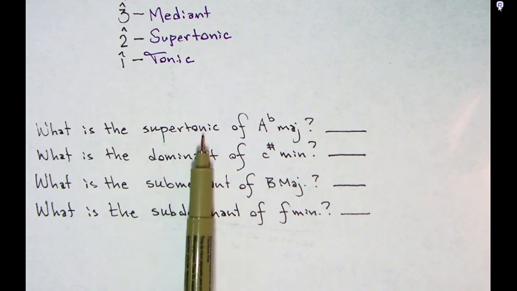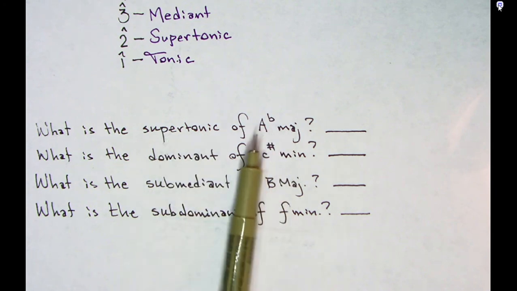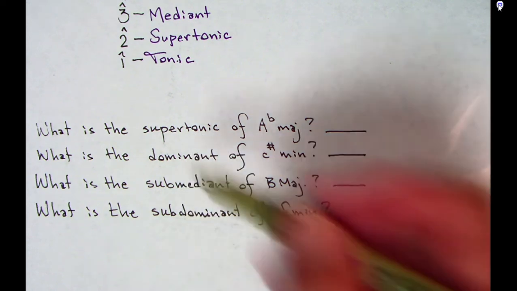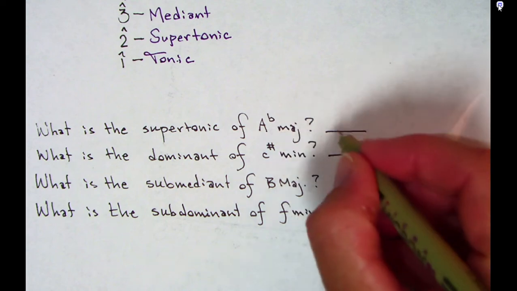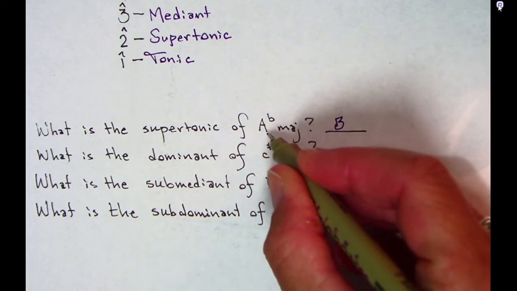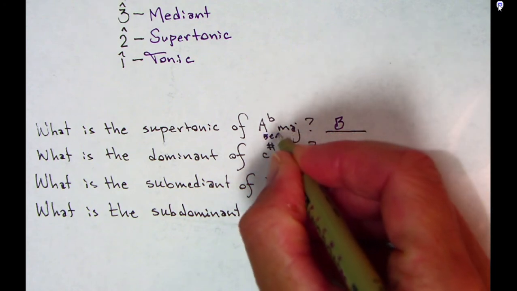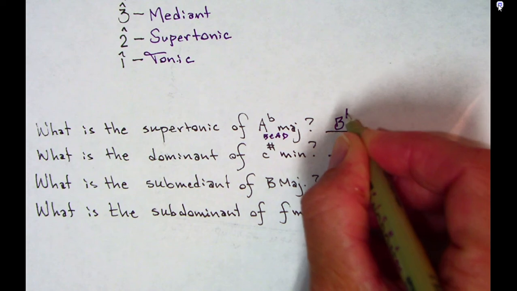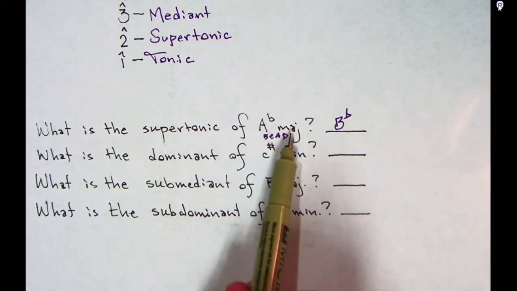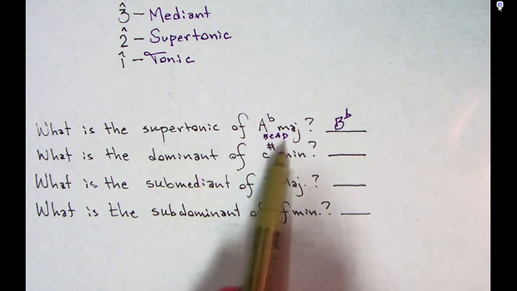So the supertonic of what? A flat major. So A flat is 1. I'm asking for the 2nd scale degree. Supertonic is 2. So if A flat is 1, B is the supertonic. Now what's in the key of A flat major? A flat major has B, E, A, and D flats. So that B should be a flatted B, because if I were going to play or sing the scale of A flat major, the 2nd scale degree is actually B flat, because that's what's in the key.